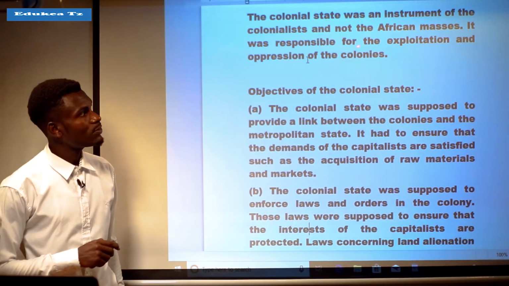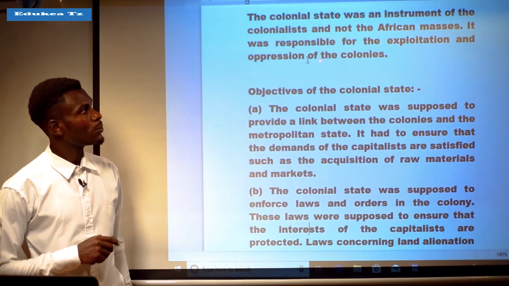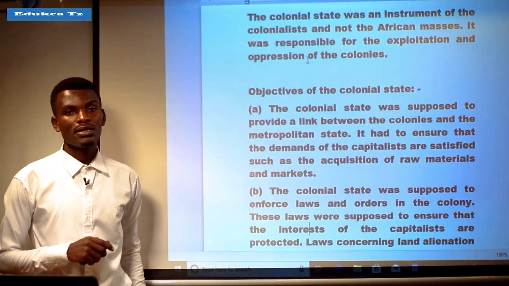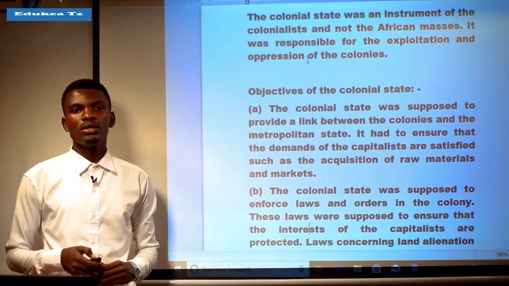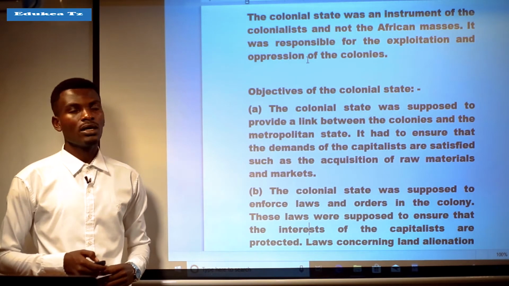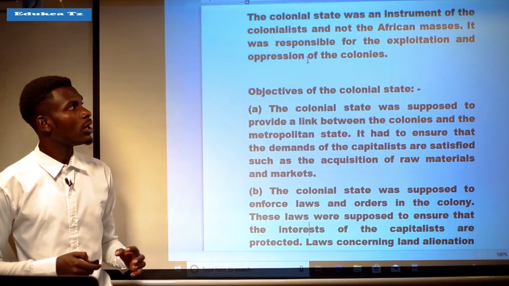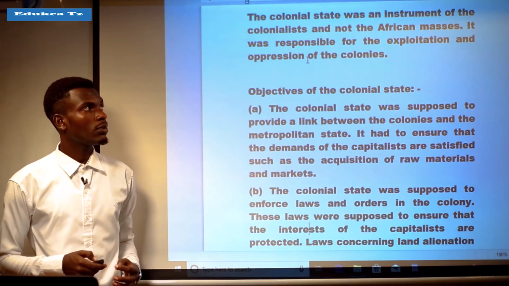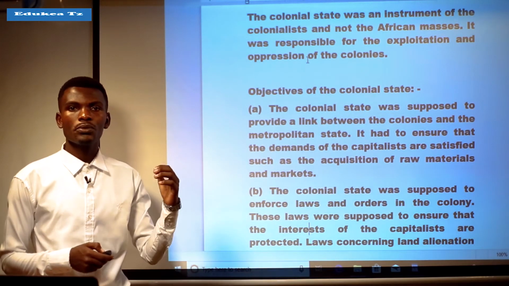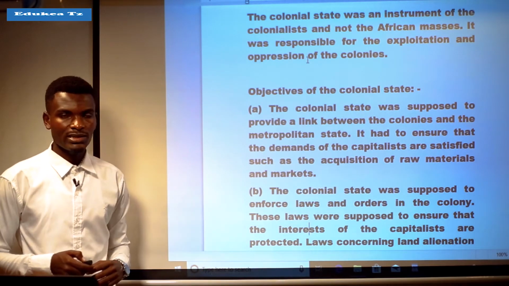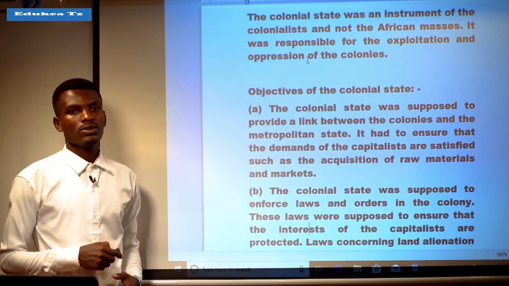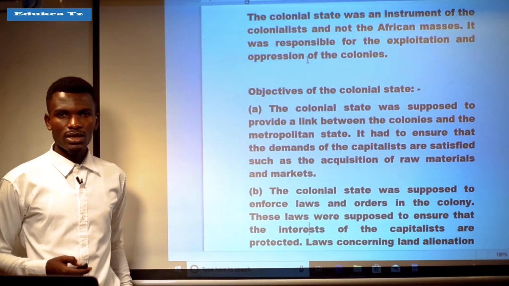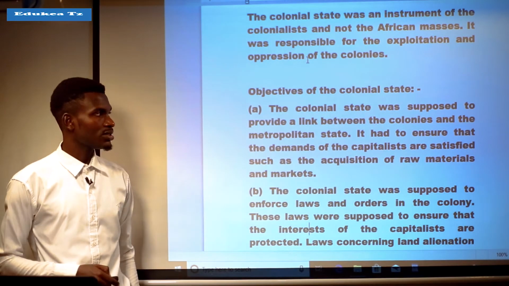It was responsible for the exploitation and the operation of the colonies. It means that the colonial states that were established in different countries in Africa were responsible for the exploitation and the operation of the colonies. So let us see the objectives of the colonial states. What were the objectives of colonial states?